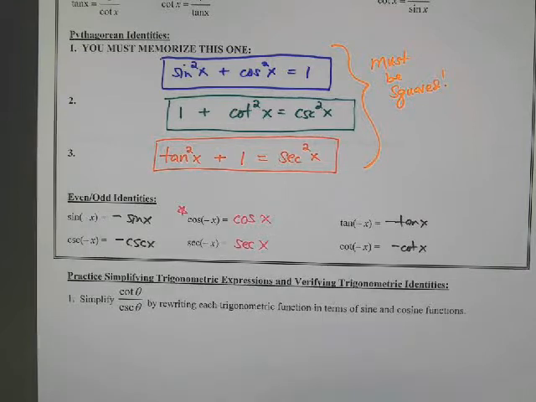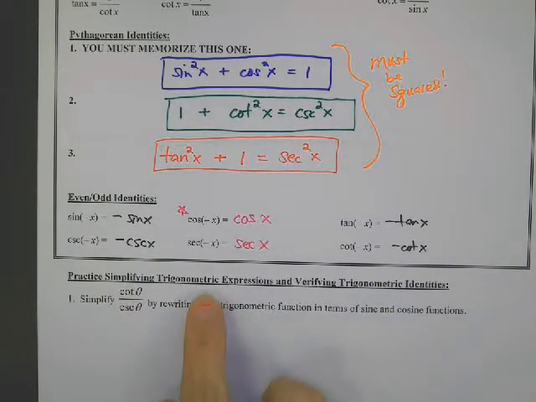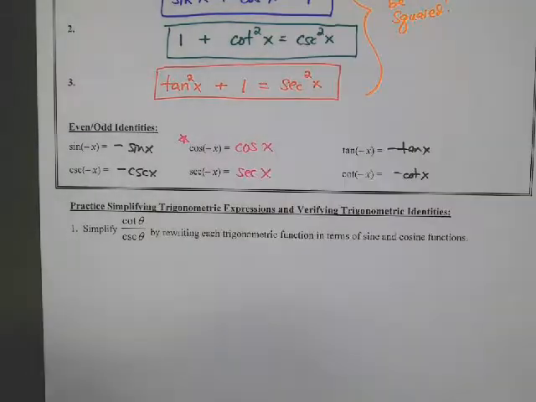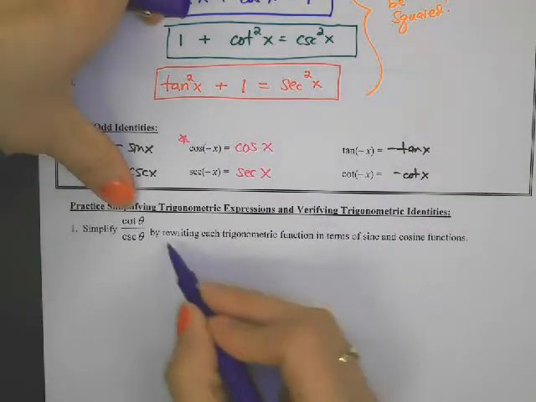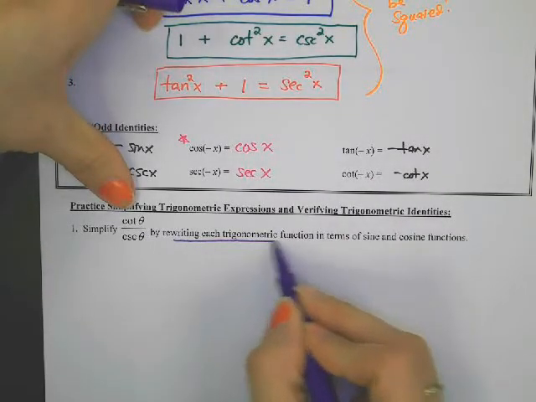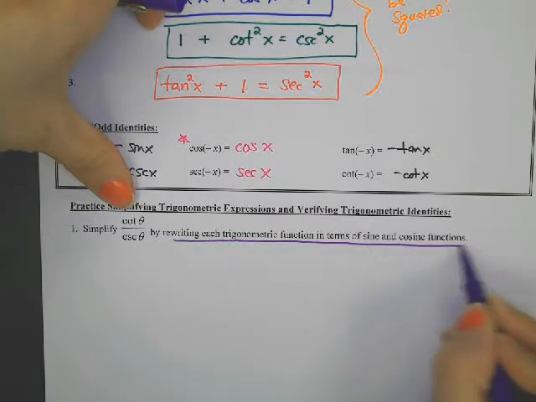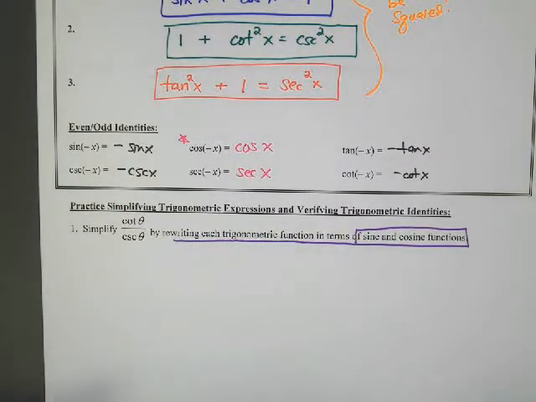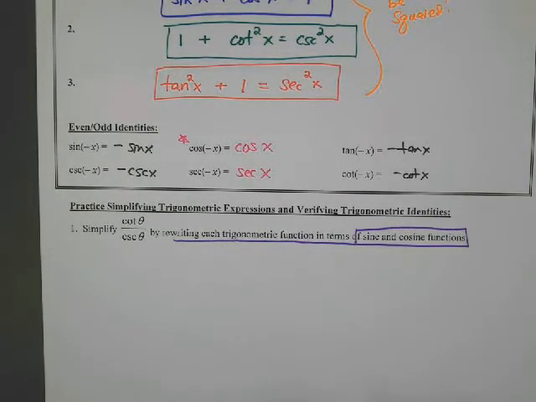Okay, now what are we doing? For the rest of this chapter, we are going to be simplifying trigonometric expressions or verifying identities. That just means there's an equal sign or not. For example, this one right here. They're going to start you off with some hints. It says we're going to simplify this by rewriting each trig function in terms of sine and cosine. This is a very popular technique where you replace all the fancy identities with just sines and cosines.